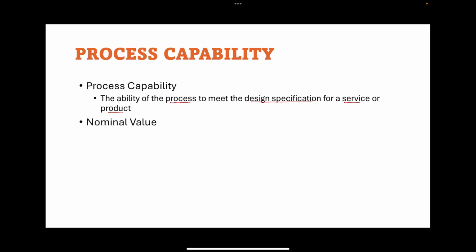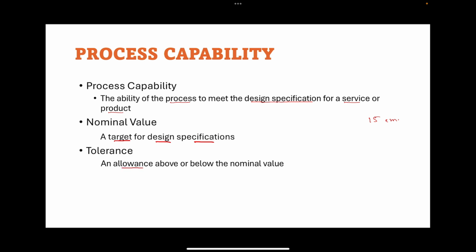To understand process capability and design specification, first we need to look at some of the terms. What do you mean by nominal value? That is a target for design specification. Suppose you need to manufacture a product and our target is 15 centimeter, okay? And tolerance means an allowance above or below the nominal value. Suppose the allowance given is 15.1 and 14.9. That means we need to manufacture products between these two limits. And process capability is a method of measuring whether we can manufacture within these design specifications.